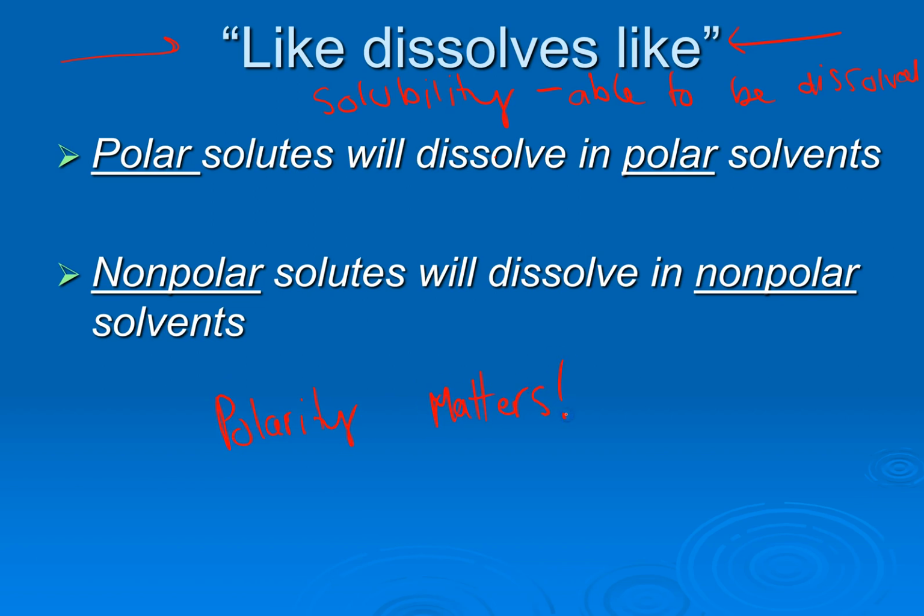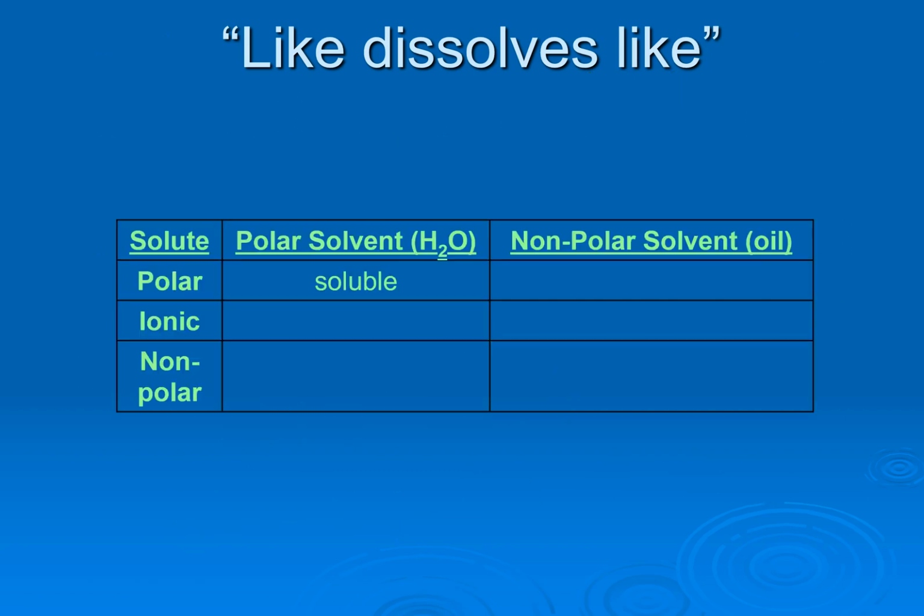Okay, so we talked about polarity in Unit 4 where we had Lewis structures. And we talked about how polarity is a separation of charge. You're not going to have to draw Lewis structures or anything here, but I do want to talk about how polarity is affecting solubility. So, our polar solvent water, H2O, is polar. So anything that's polar is going to be able to dissolve in water.